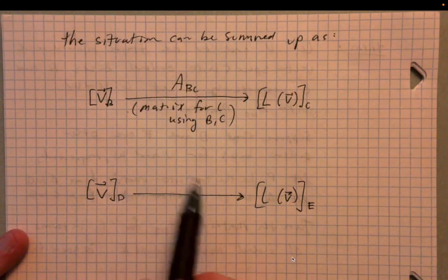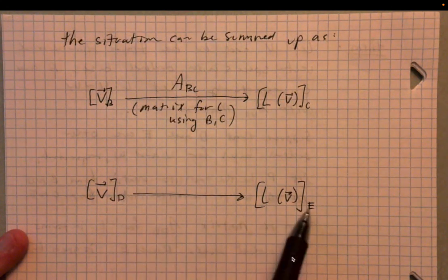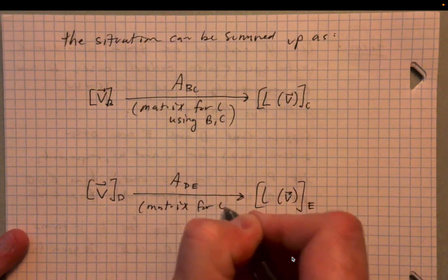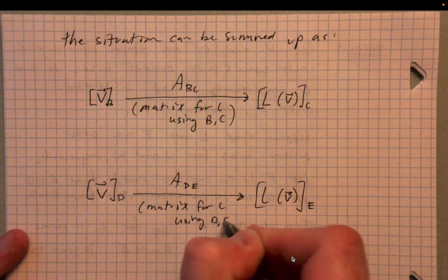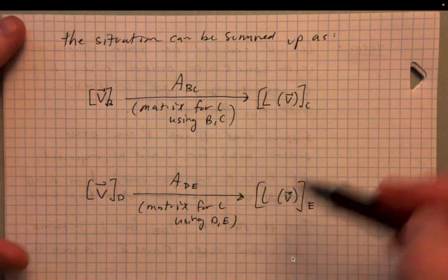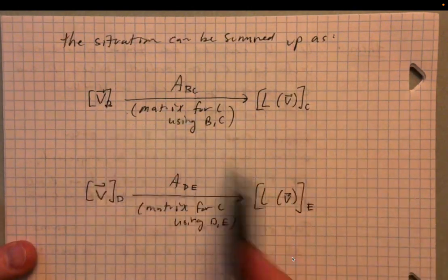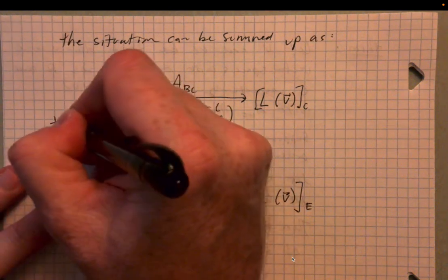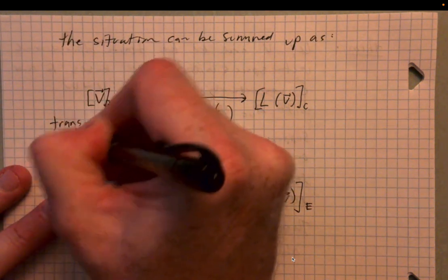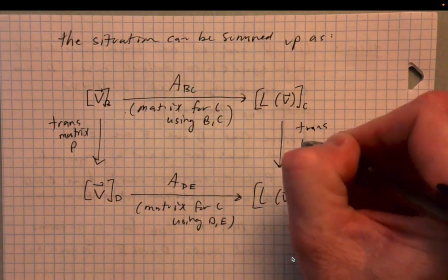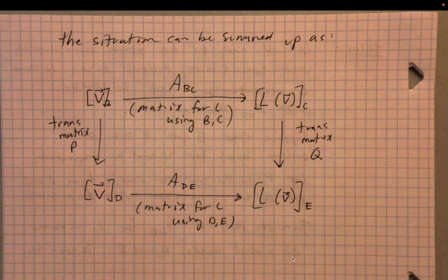Well, there would be some matrix for L using D and E instead. So I'd have A sub D, E. That's the matrix for L using D and E, right? Remember, we can represent L using whatever bases we want. Okay. Now, what connects these two streams? I've got this stream up here, I got this stream down here. What connects them? Well, that's the transition matrix. So here I've got the transition matrix P, and over here I've got the transition matrix Q. Okay, so that's what connects these guys.